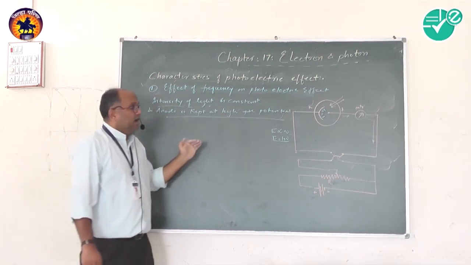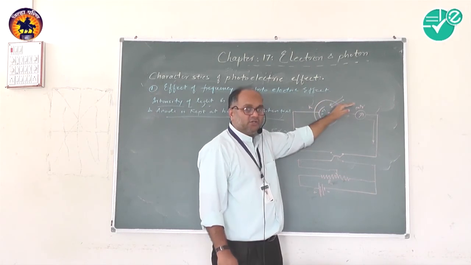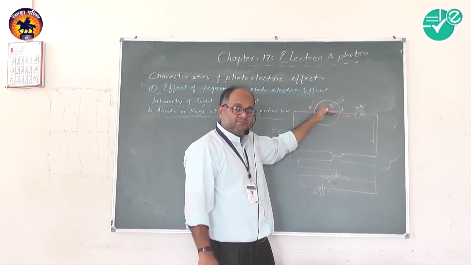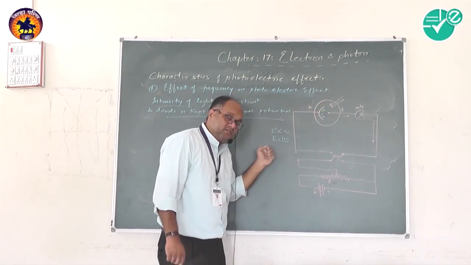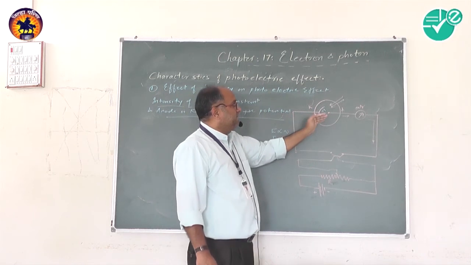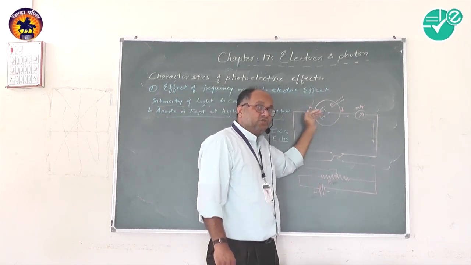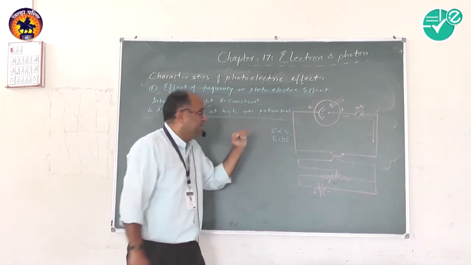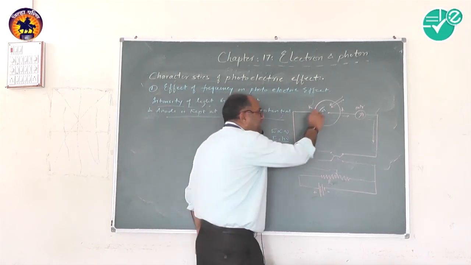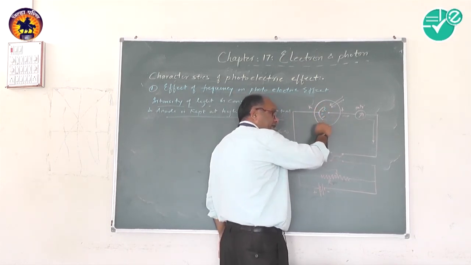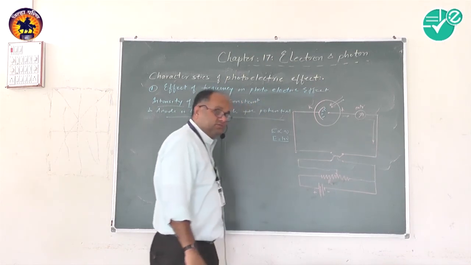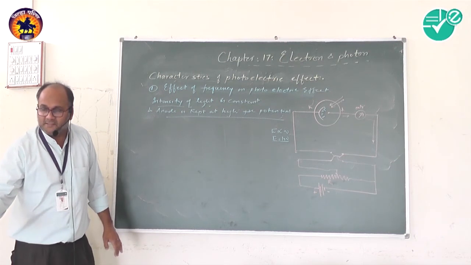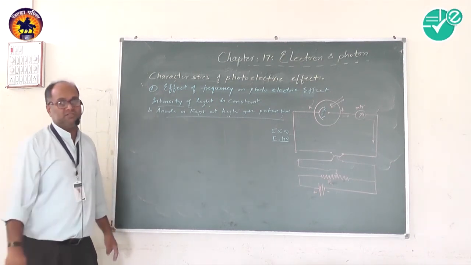Again, at low frequency, the emission of electron does not take place. But if we continue to increase the frequency, we are increasing the energy. So at a certain frequency, the emission of electron starts to take place. At that point, the binding energy of the surface of the cathode is equal to the energy of the incident radiation. At that point only, the electron emission will take place.